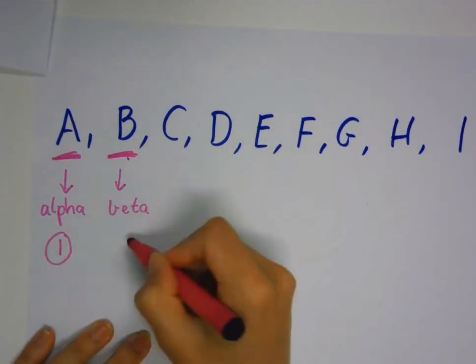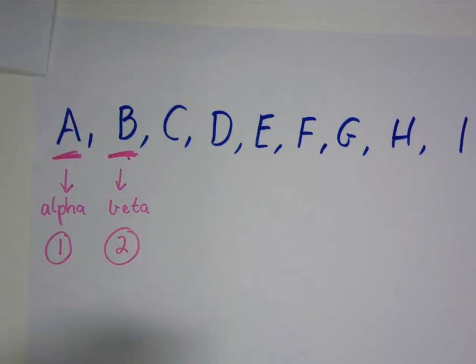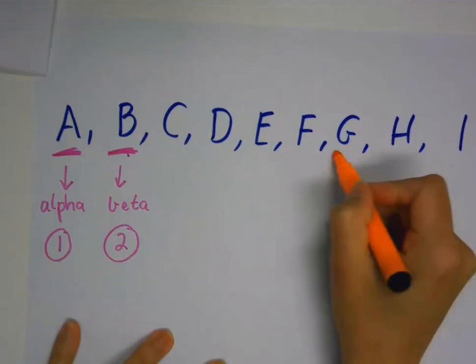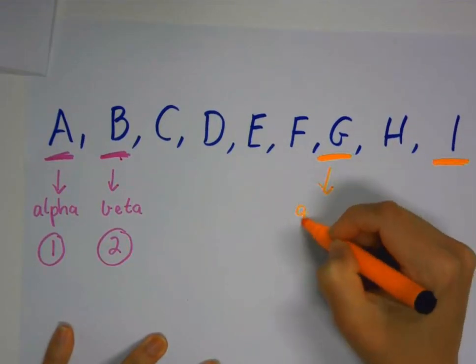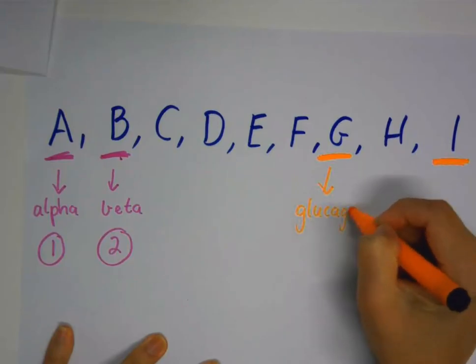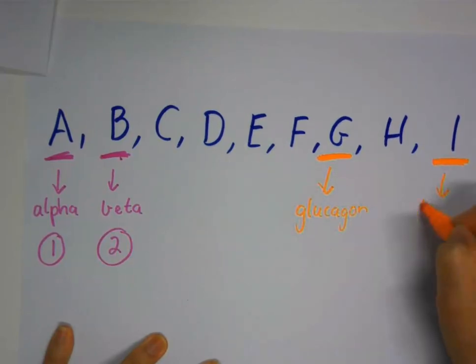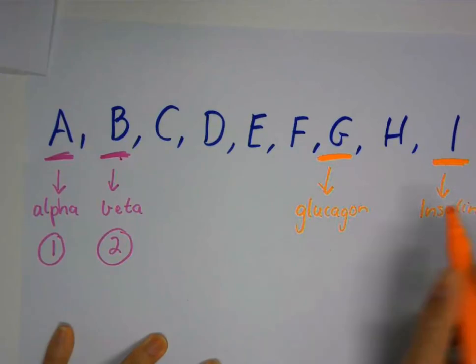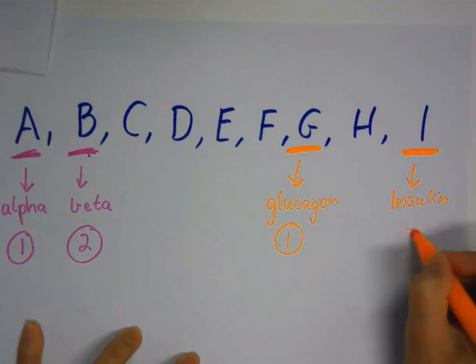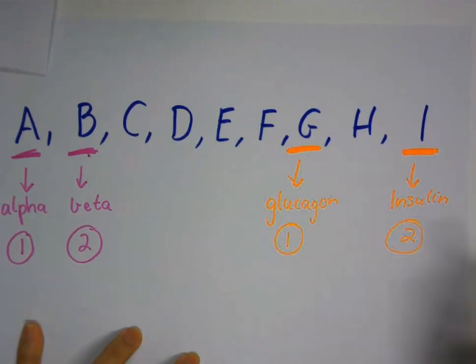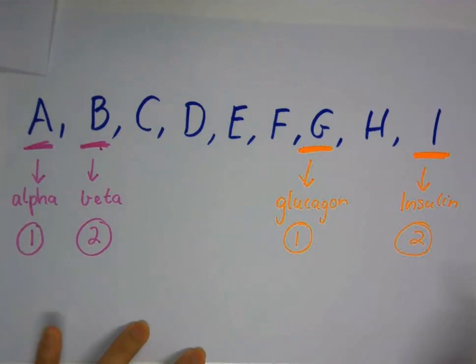Well, A comes first. Now we're going to look at glucagon and insulin. What letters do they start with? Glucagon starts with G and insulin starts with I. Now, which comes first in the alphabet, G or I? Well, G comes first and I comes second. So therefore, the ones match up.